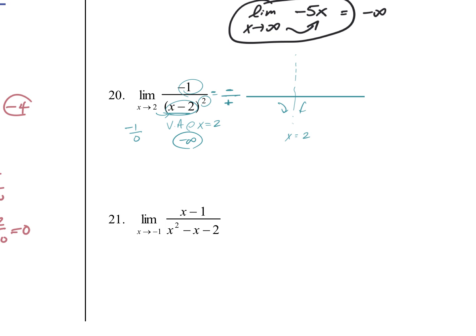All right, for 21, I don't know what's going on here, so I'm just going to factor. Limit as x goes to negative 1, x minus 1 over x minus 2, x plus 1.